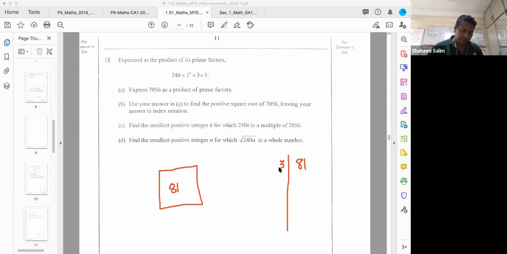81 divided by 3. 27. 27 divided by 3 again. Get 9. Okay. Oh, sorry. It sort of ran out of ink. But of course, this digital can never run out of ink. But 9. Then you divide by 3 again. You get 3. Then you divide by 3 again. You get 1.